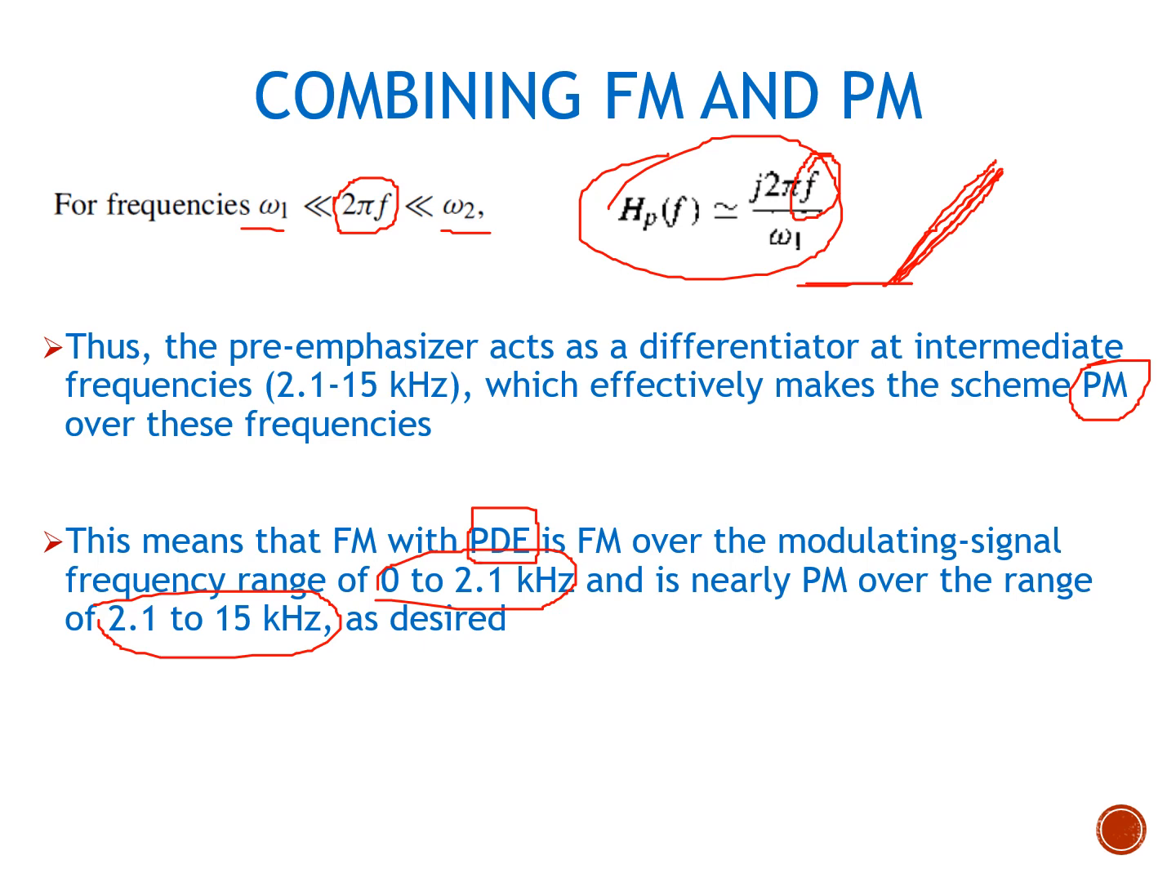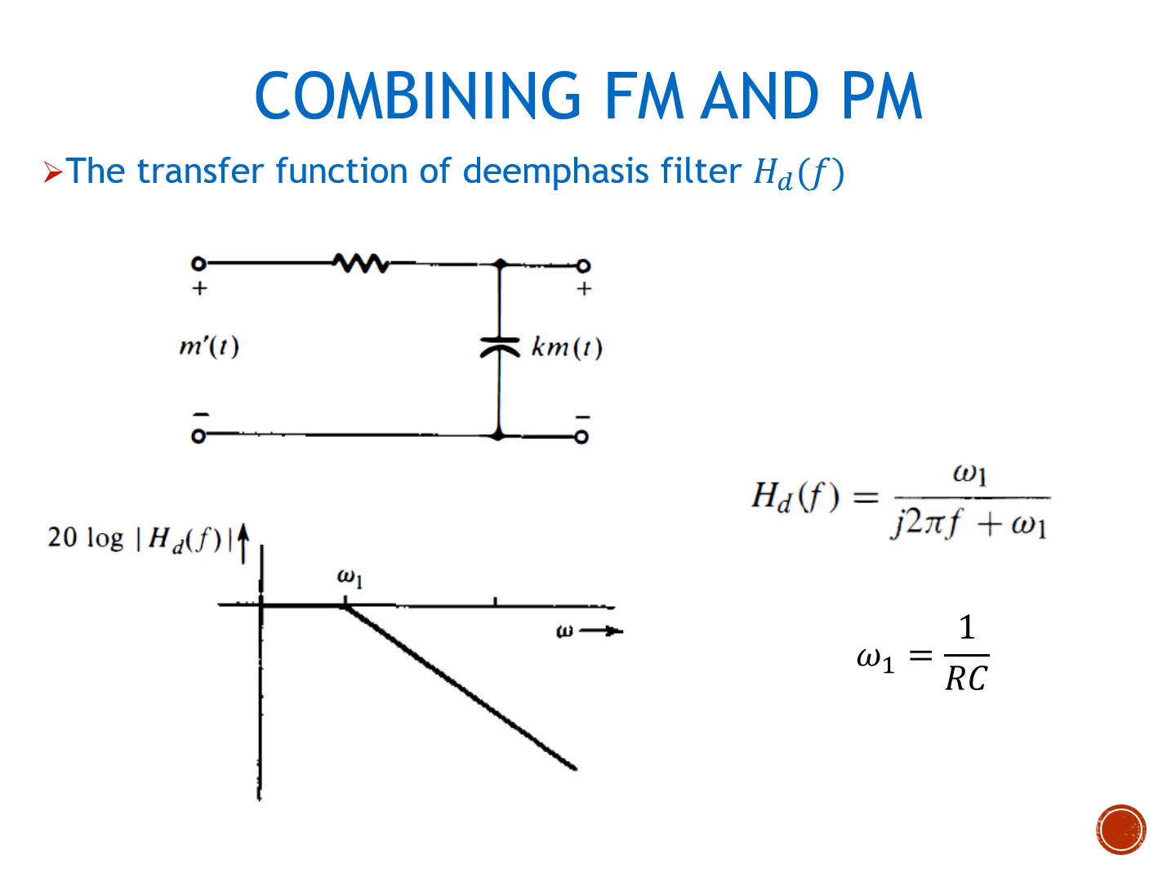So this is what happens at the pre-emphasis. Now the de-emphasis circuit is generally simpler. We have a resistor in series with a capacitor. The transfer function would be this output divided by the input. As you can see here, this is the de-emphasis circuit's transfer function, which is omega 1 divided by j 2 pi f plus omega 1, where omega 1 is the cutoff frequency, given by 1 over RC. Now if we plot the transfer function, it looks like this. For lower frequencies up to omega 1, it's a straight line, and for higher frequencies it's a straight line decreasing.